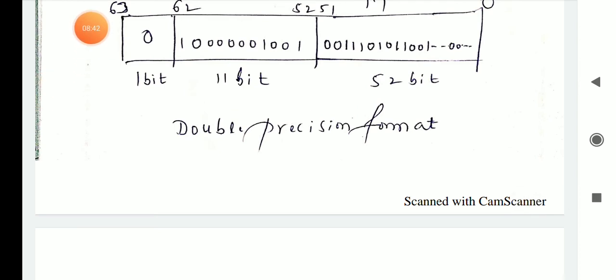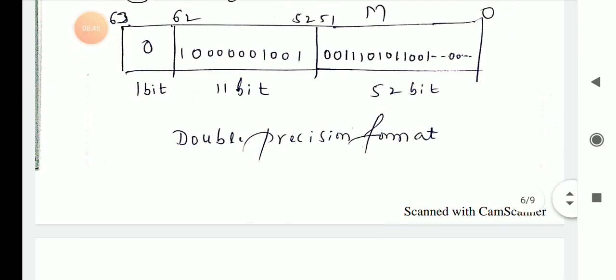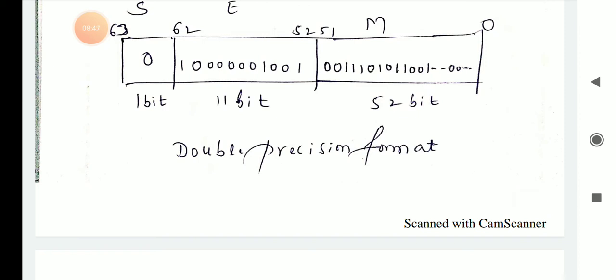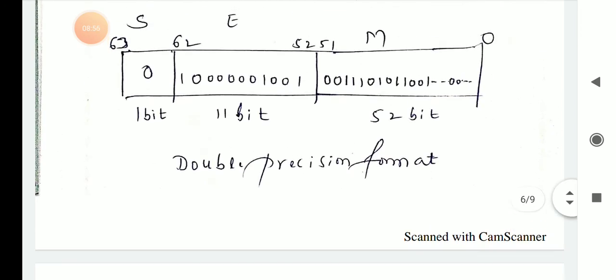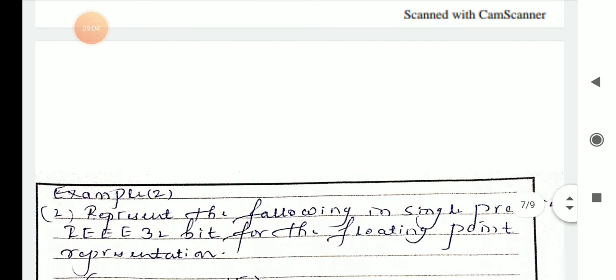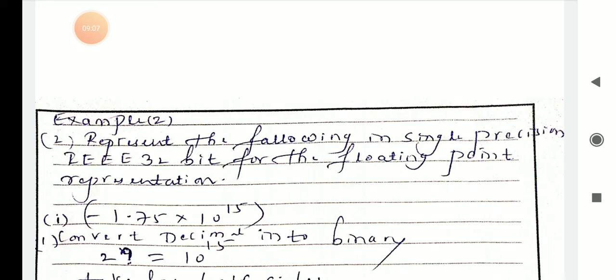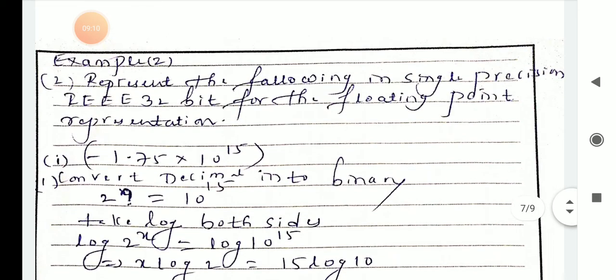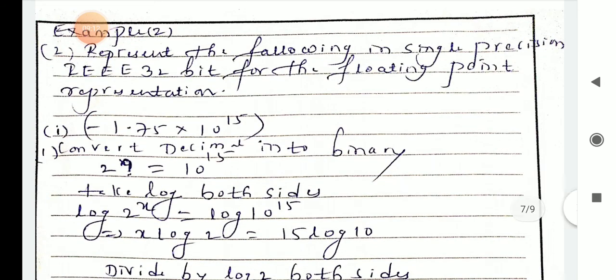Combine this double precision format, this value up to 64 bits. Okay, so 0 1 0 0 0 0 0 0 1 0 0 1 0 0 up to 1 1 1 up to 0 0 0. Okay, so this is the combined answer of our double precision format. Combine all these bits, you are getting the answer, that binary value. So next, let us take one more example, then you will get to know how you are going to represent. I hope you are understanding, but take one more problem. Let us discuss this one also.